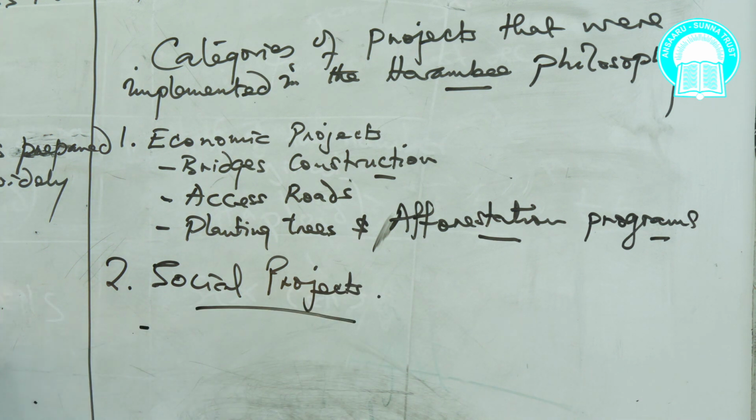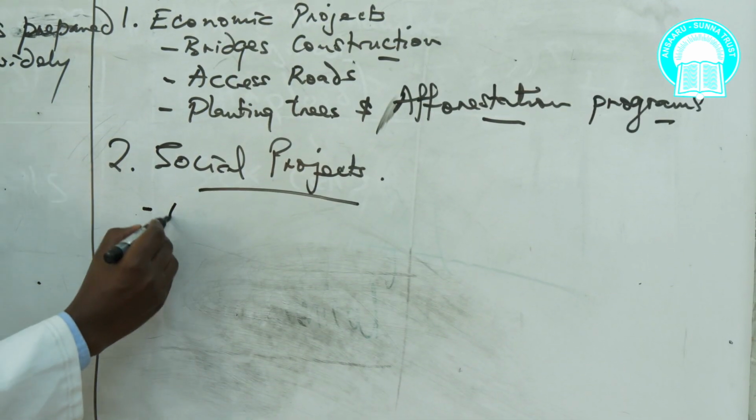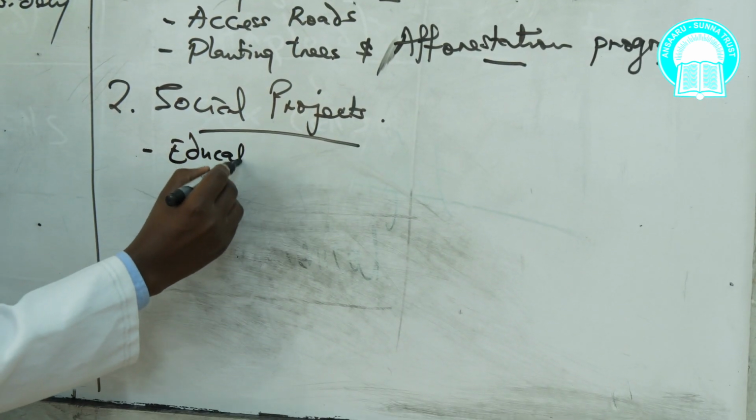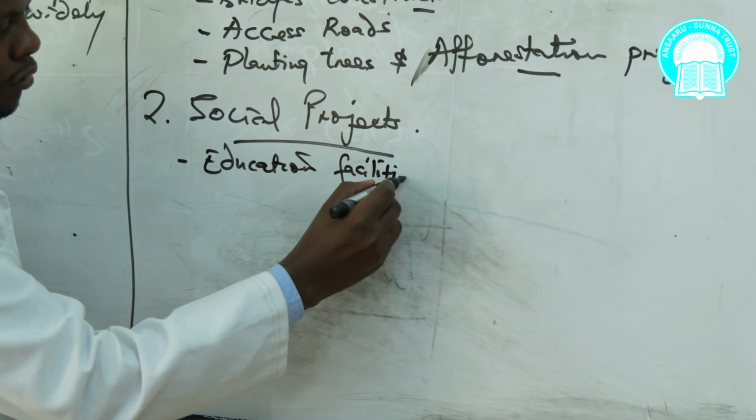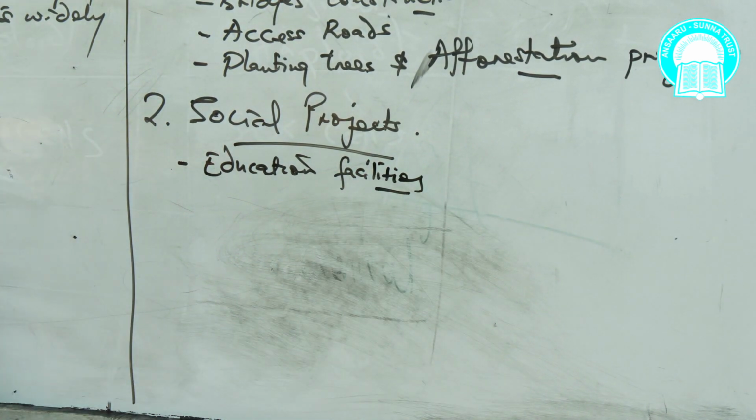Examples include education facilities, for example, schools and laboratories. Schools were constructed. Laboratories in schools were constructed and equipped using fundraisings where Kenyans were invited to contribute their resources.